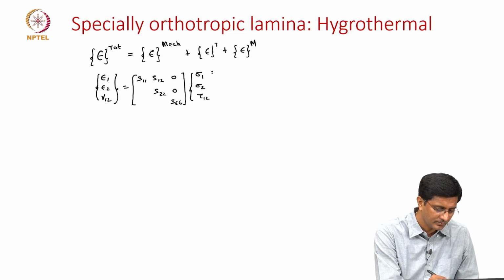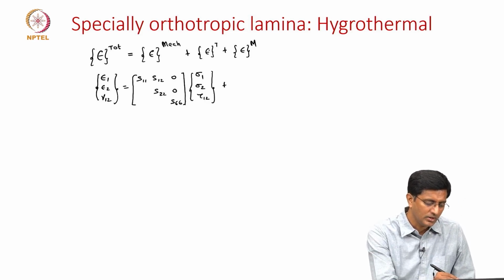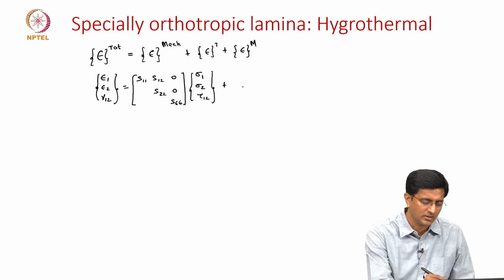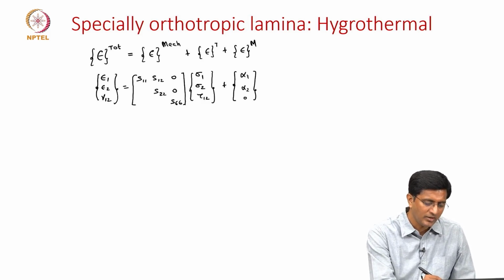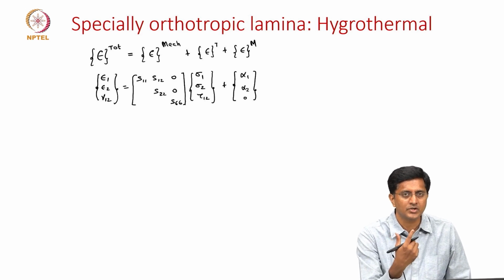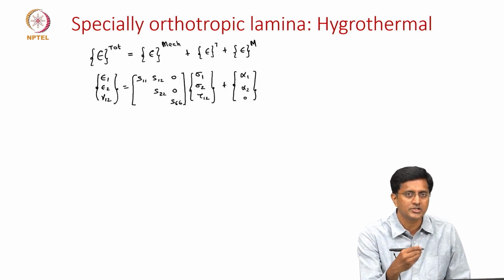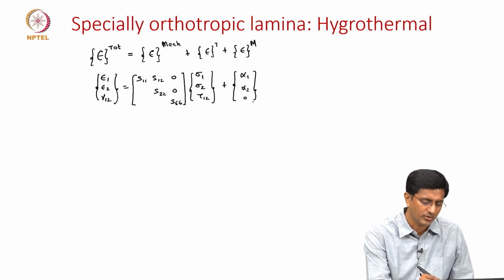plus the strains because of the temperature, we'll write it as alpha times delta T, but now we'll write it in terms of alpha 1, alpha 2 and 0. Because 1 and 2 are the two directions of the plane, and the third component is the shear component. For a specially orthotropic lamina, we said the shear is 0. So that's why the third component is 0 times delta T.